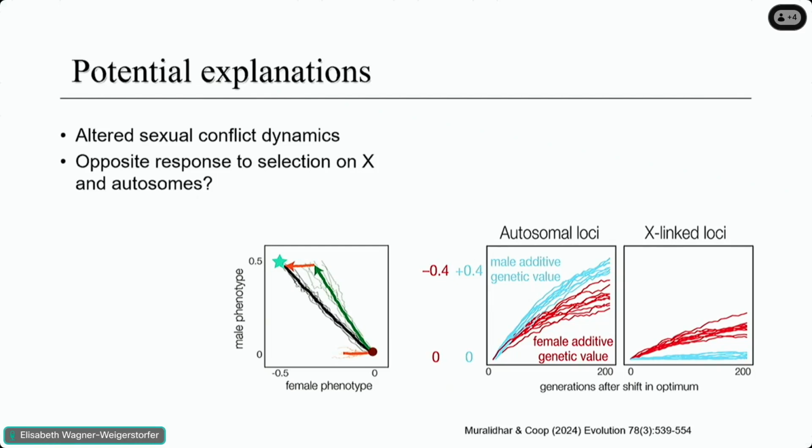I'm not sure how much we'll be able to do it with this particular experiment, but we do have data from a previous experimental evolution experiment where we actually tried to disentangle the effect of the autosomes and the evolved X chromosome.